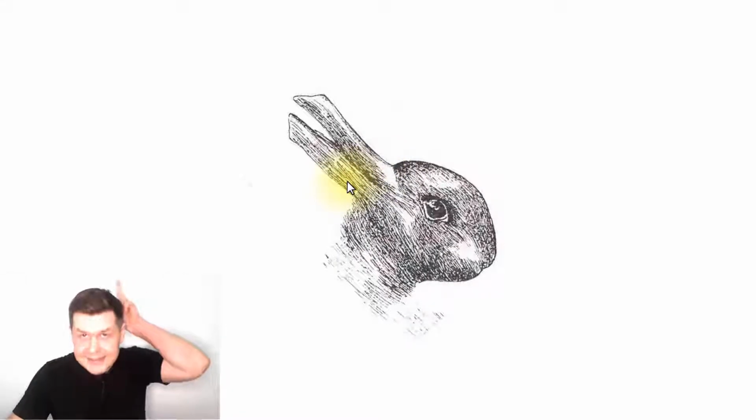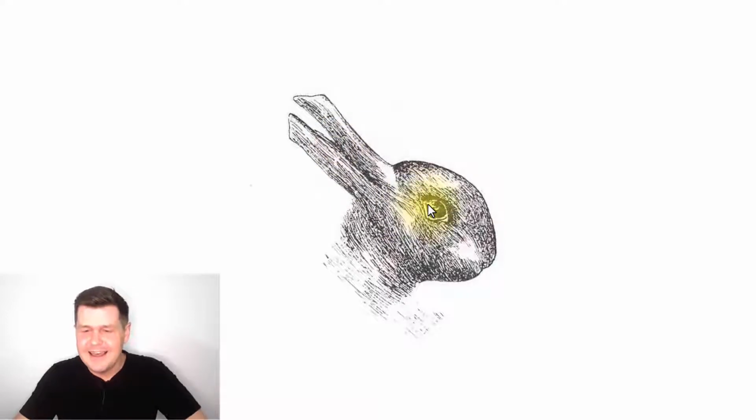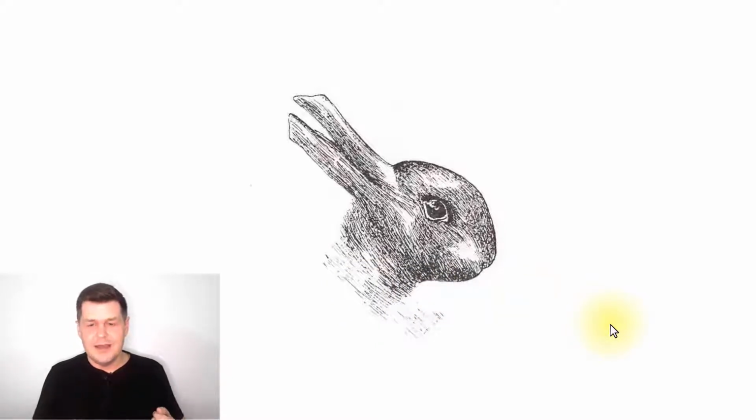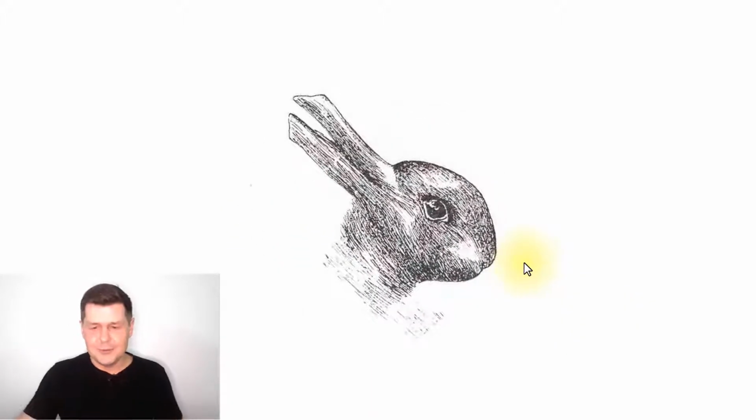So the rabbit has two ears like this, two rabbit ears, and then here's one of the rabbit's eyes, and here's the rabbit's head, here's the rabbit's nose here, and then here's the rabbit's neck. So if we look at it this way, it looks like a duck, and here's the duck's beak. But if we look at it this way, it looks like a rabbit.